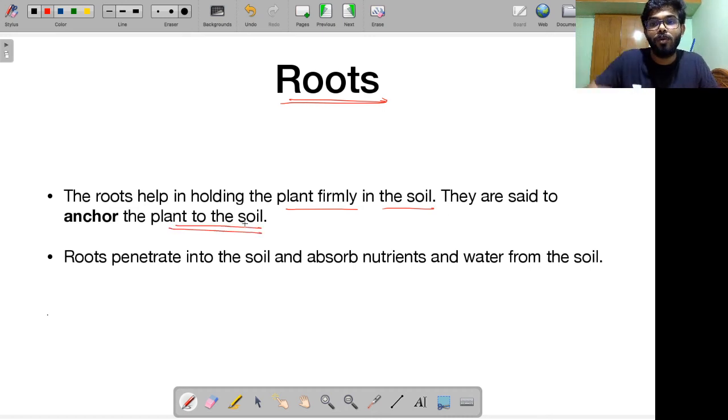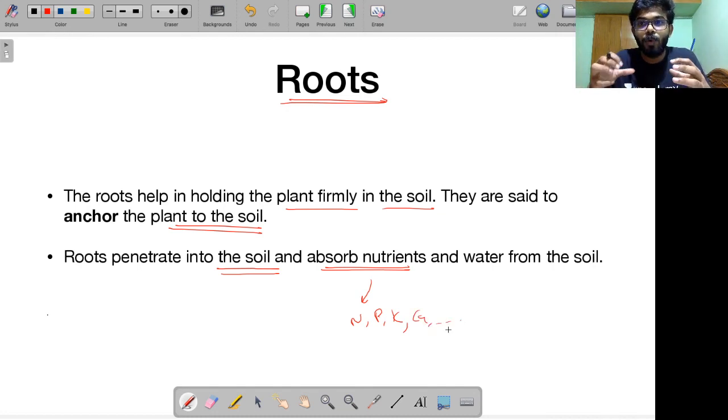They are holding on to the ground, ensuring that the plant does not go away. It is holding the plant firmly to the soil. Remember, roots penetrate into the soil. From the soil, they are picking up a lot of nutrients. Just like human beings require a lot of nutrients, plants also require nutrients like nitrogen, phosphorus, potassium, calcium, etc.